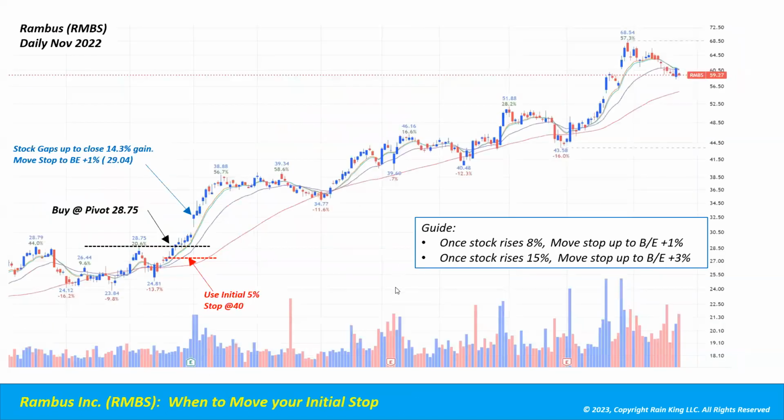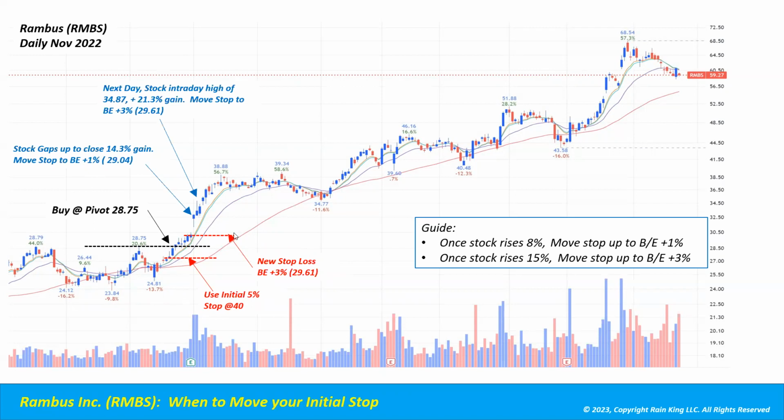So here's another example using Rambus from November of 2022. We have a base. We're going to buy out of that base at the pivot, which is 28.75. And in this case, I've chosen an initial stop of 5% for the whole position. Now, in this case, the stock follows through strongly. It gaps up to close with a 14.3% gain. Therefore, we can move the stop up to break even plus 1%, which is 29.04.